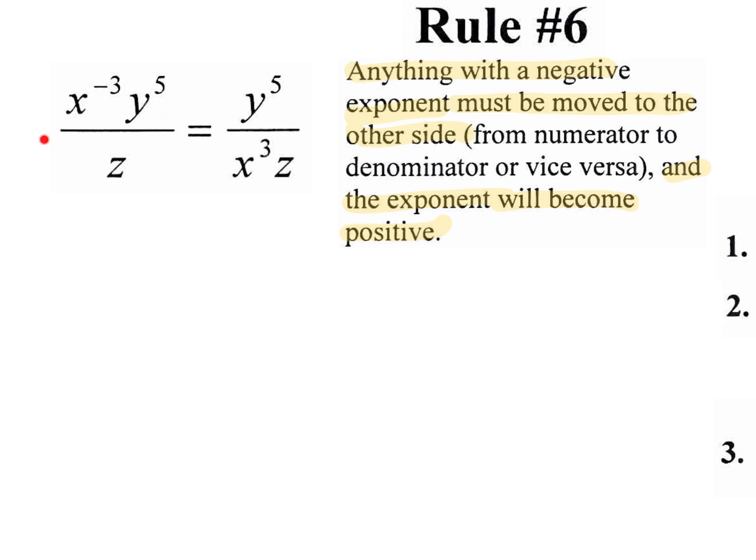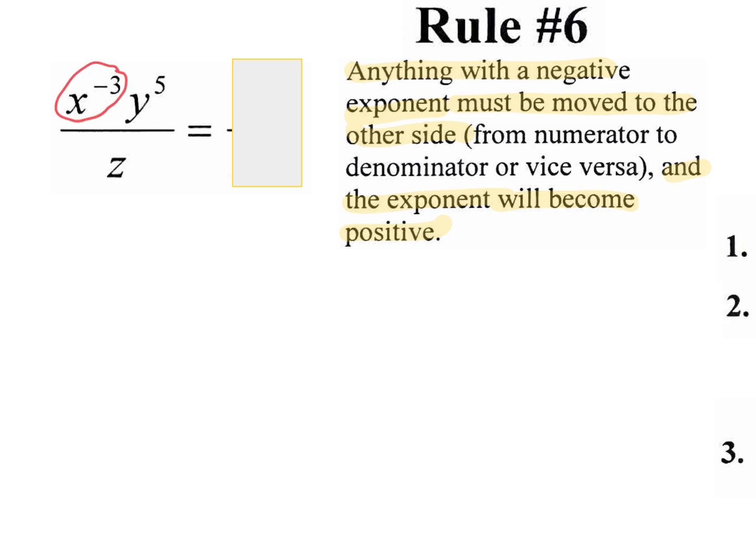So if you look at this example right here, we are ignoring this. Let's pretend we don't know the answer yet. Out of these terms, which one has a negative exponent? What variable has a negative exponent? The x. That's the only thing that has a negative exponent. So the rule says that if you have a negative exponent, you need to grab it and move it to the other side. So I'm going to take this.